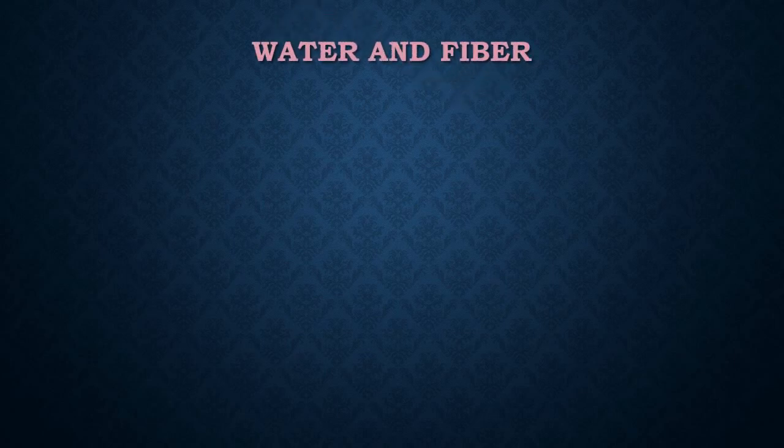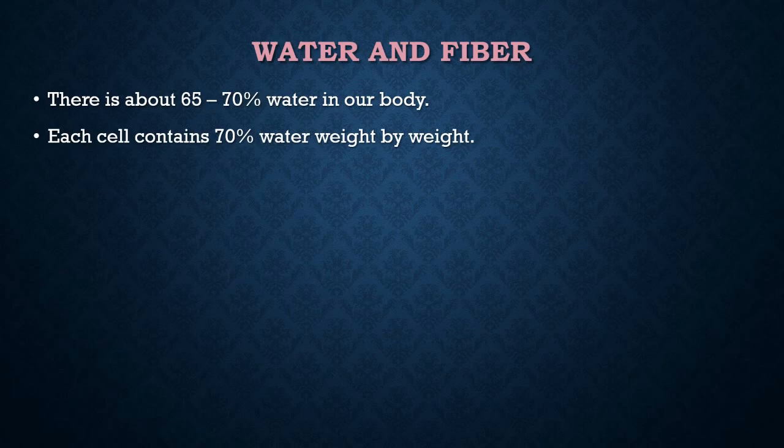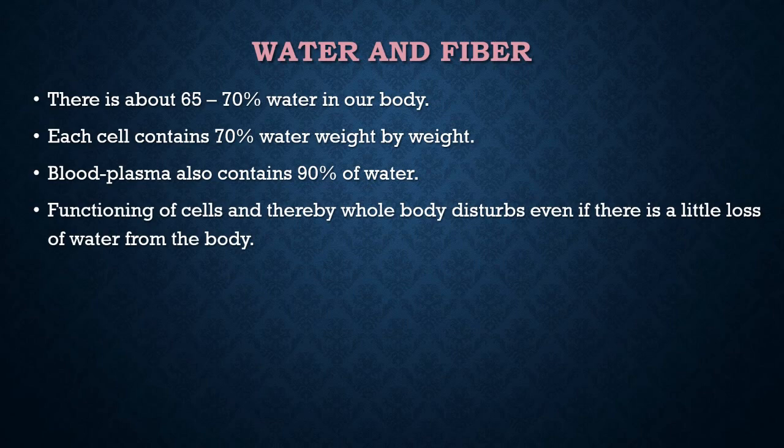Apart from the things we have seen, there are more molecules that help in the proper functioning of the body, like water and fiber. There is about 65 to 70% water in our body, and each cell contains 70% of its weight as water. The blood plasma also contains 90% water. You can assume it from its fluidity. The functioning of the cells is disturbed even if there is a little loss of water from the body.